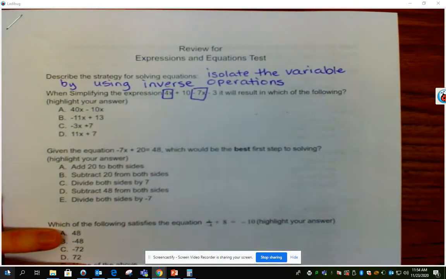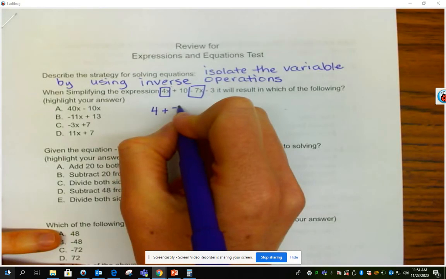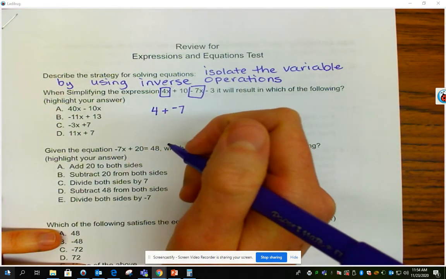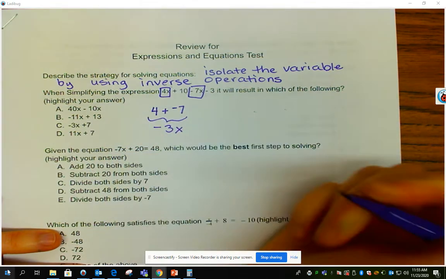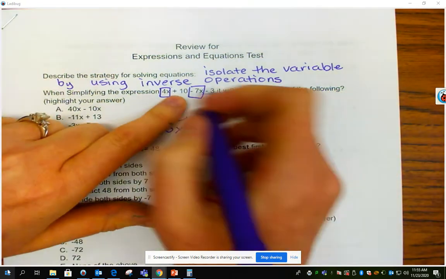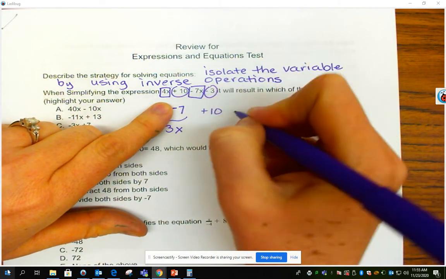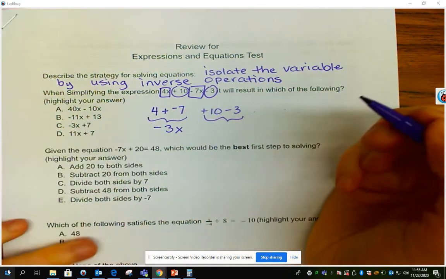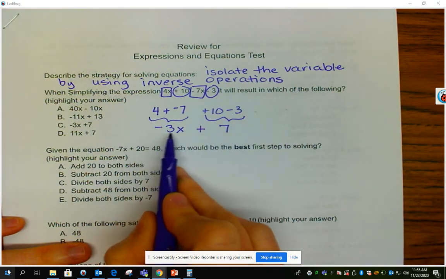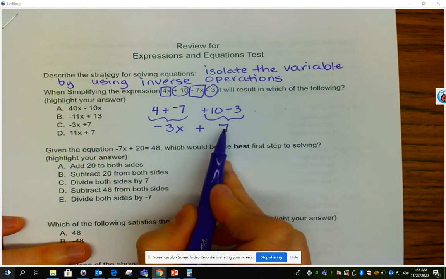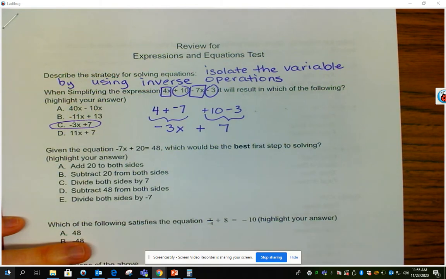Just be careful with your addition rules. This is 4 plus negative 7. So what would that be? That would be negative 3x for those two terms. And then you have a plus 10 and minus 3. So 10 minus 3 is positive 7. So your final answer would be negative 3x plus 7. Again, because it is positive, we just say plus. So you would highlight C on that one.